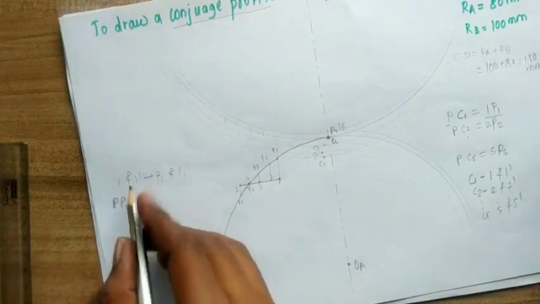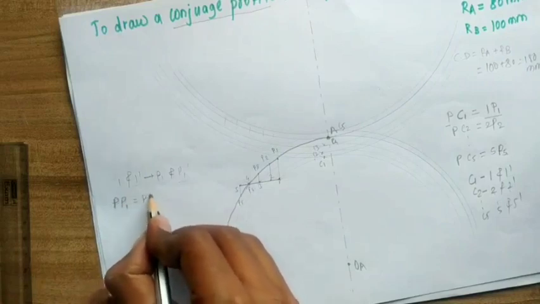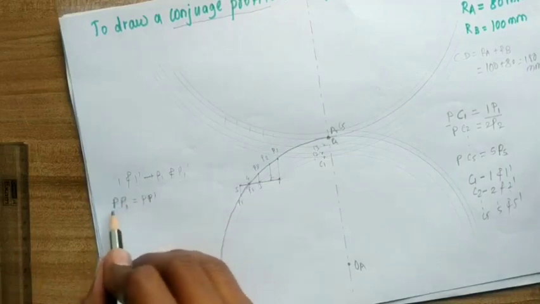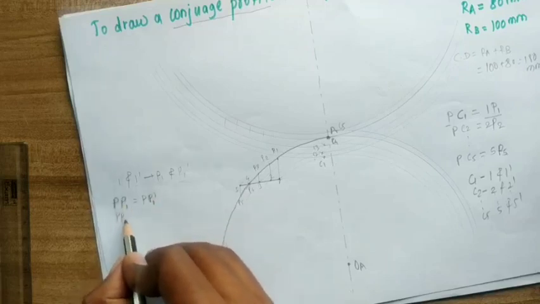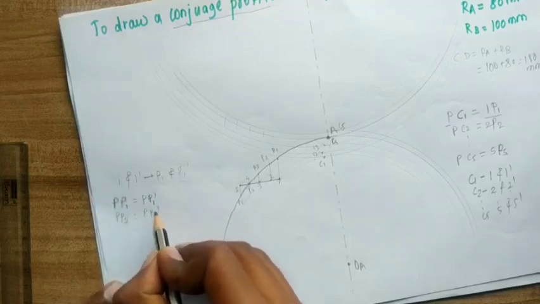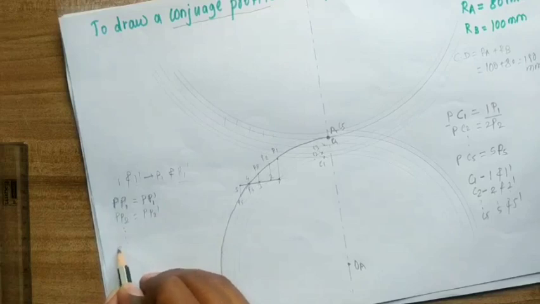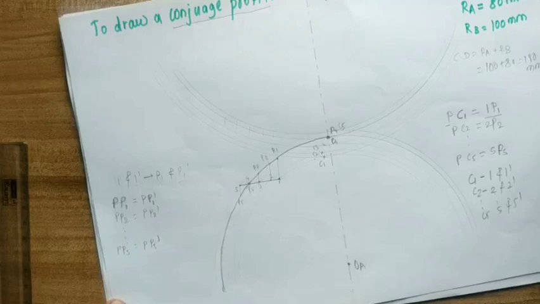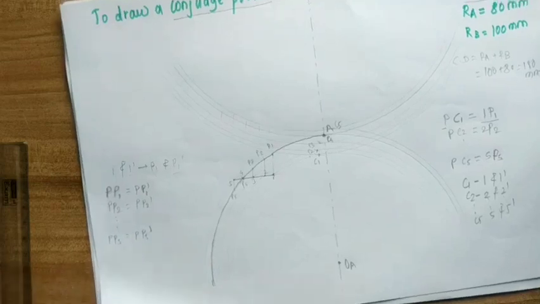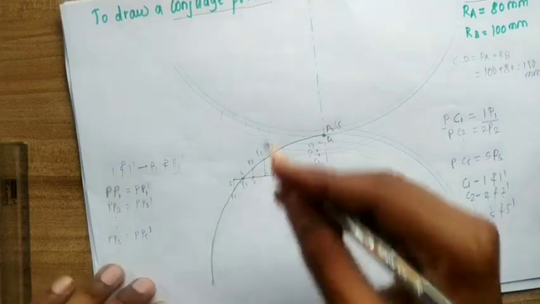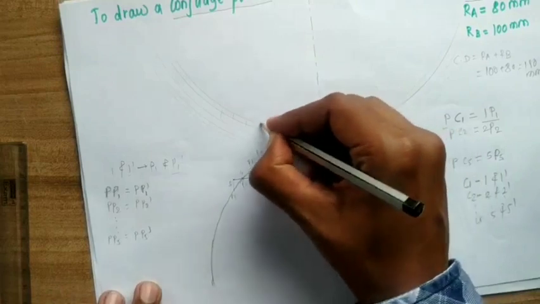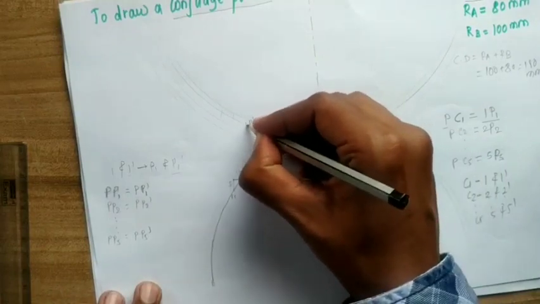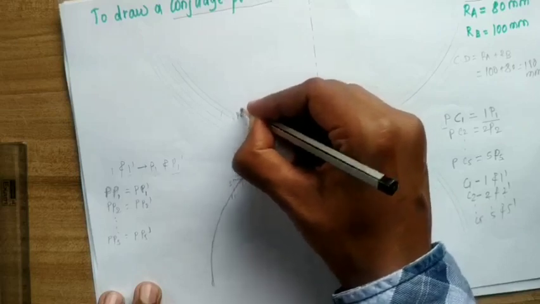Means what I obtain is, with distance equal to P1, I mark P1 dash. As P is known to me, P1 is known to me, I get P1 dash, and similarly P2 equals P2 dash, up to P5 equals P5 dash. So the points obtained are: this will be P1 dash, this will be P2 dash, P3 dash, P4 dash, and P5 dash.